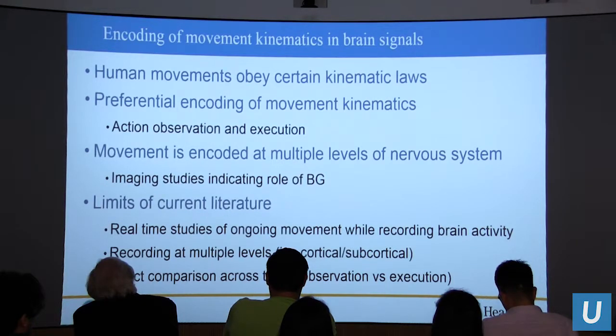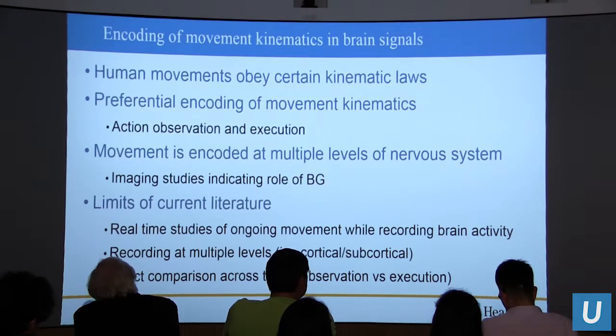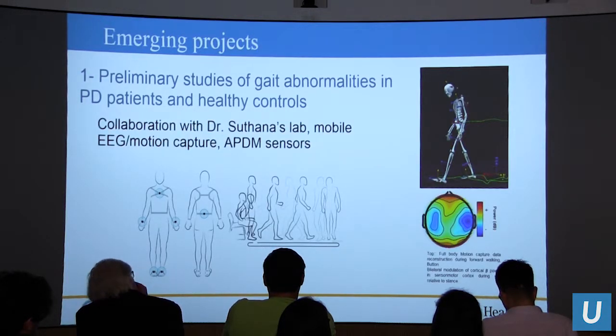But the current literature is limited because there is no real-time access to the ongoing movement while we record simultaneous brain activity. And we can record at multiple levels during movement, like cortical and subcortical areas. And we directly compare between tasks, like we either study action observation or action execution, but not both. So we're doing two different projects.